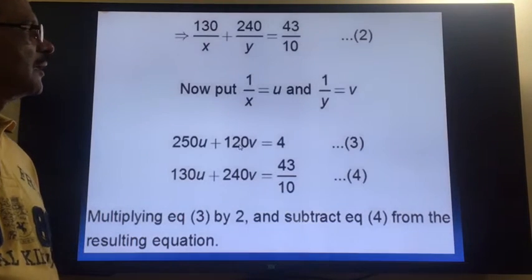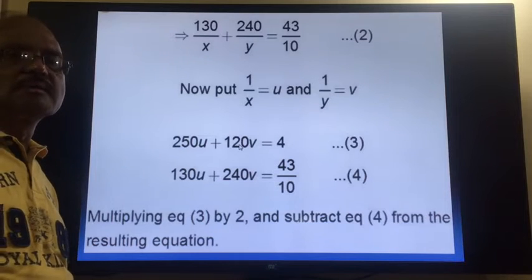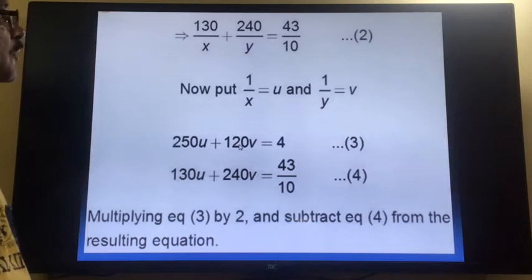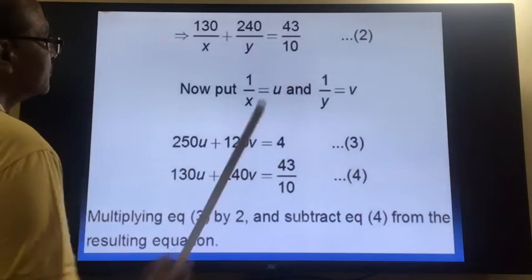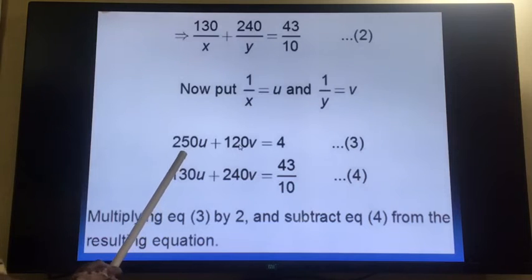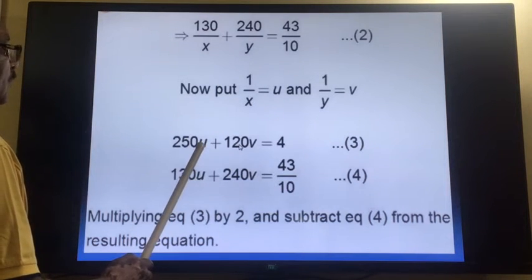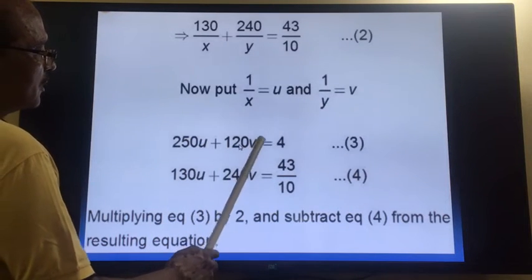So if you bring them into the numerator, the power will be minus. So it means these are not linear equations, these are reducible to linear equations. So in this case, we will suppose 1 upon x is equal to u and 1 upon y is equal to v. So the first equation will be 250u, because it was 250 upon x. So 1 upon x is equal to u, so 250u plus 120v is equal to 4.